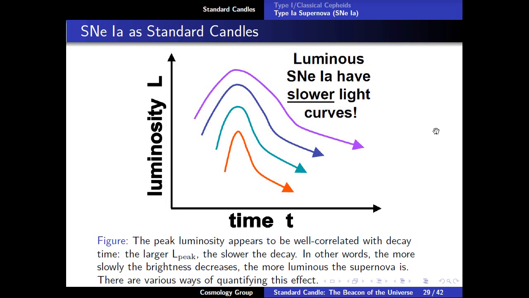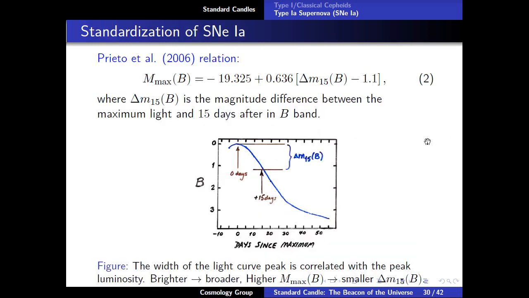Now we have seen that the luminous supernovae have slower light curves. In other words, the more slowly the brightness decreases, the more luminous the supernova is, and there are various ways of quantifying this effect. And so, irrespective of the progenitor mass, it can be shown that the maximum luminosity of a supernova is given by this relationship, and this is known as the Phillips relationship.